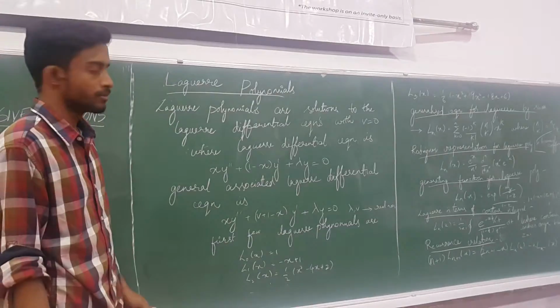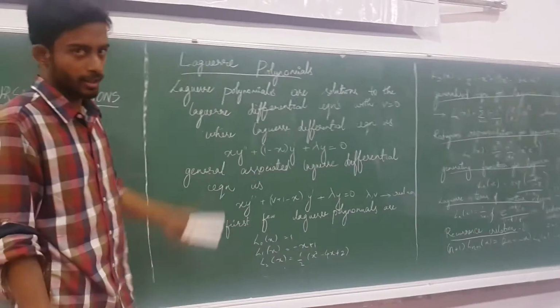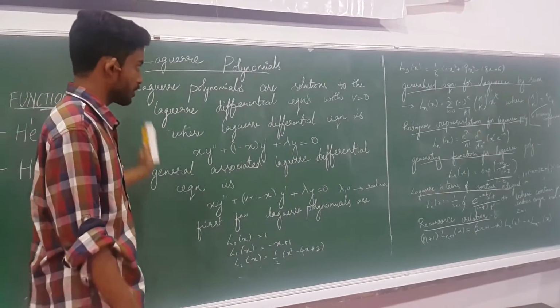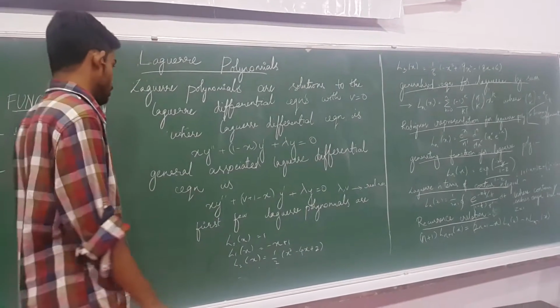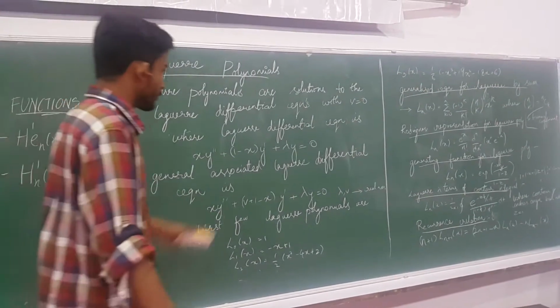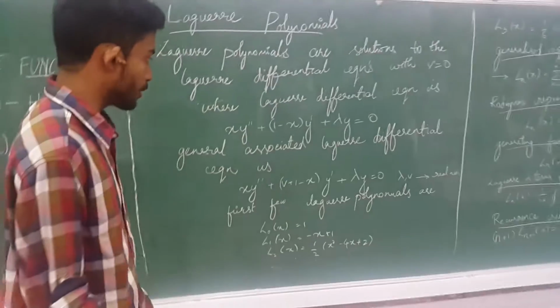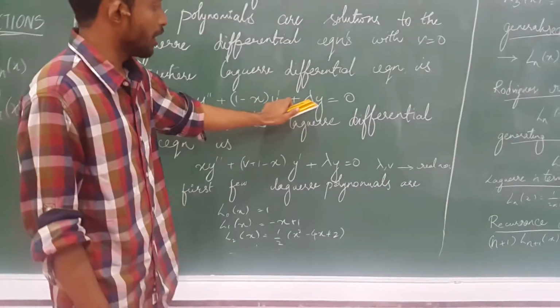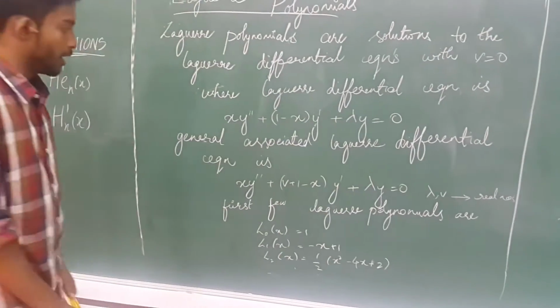And this is Hermite polynomials. Now let us learn Laguerre polynomials. Laguerre polynomials are the solutions to Laguerre differential equations with v equal to 0, where the Laguerre differential equation is x y'' + (1 - x) y' + λ y = 0.